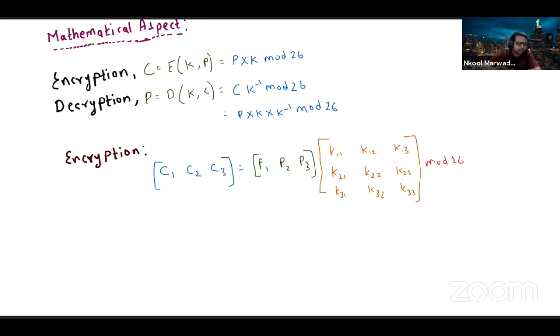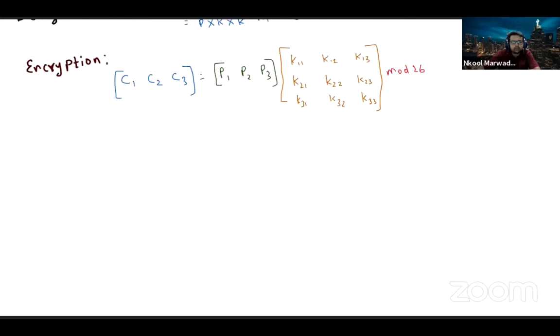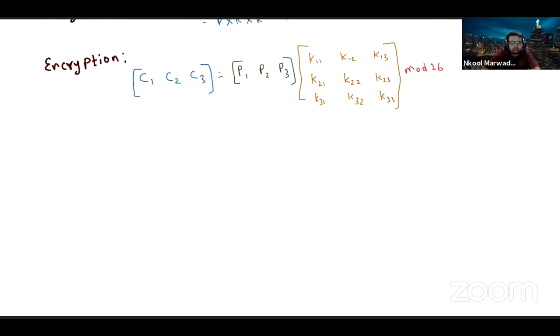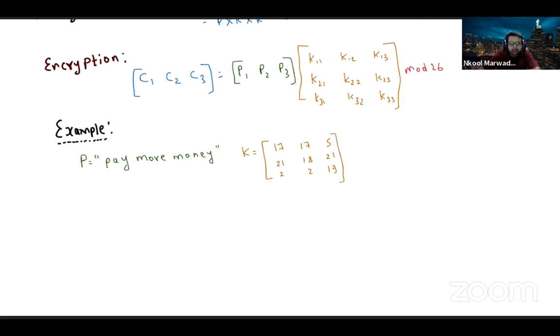Let us give it a try. Let us do one practical example, like whatever we discussed. Suppose we have to do an encryption. In this example, I have a plain text that is "pay more money", and I have to encrypt it using the Hill cipher. The key is given, and the key is a matrix: 17, 17, 5, 21, 18, 21, 2, 2, 9. This is the key and the text we have to encrypt.